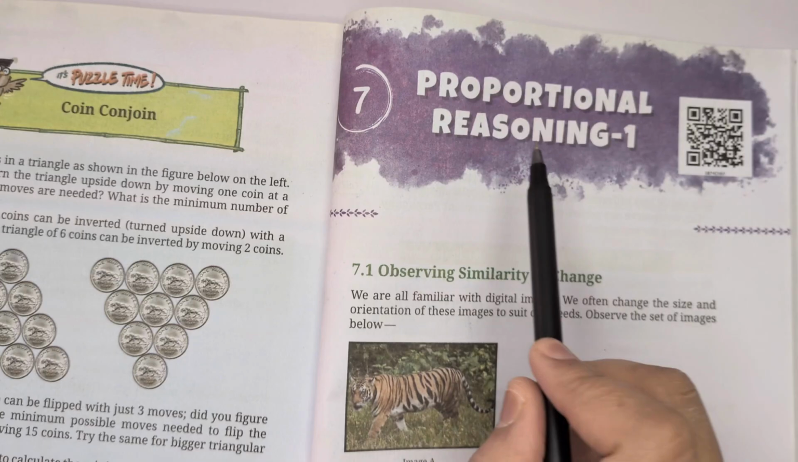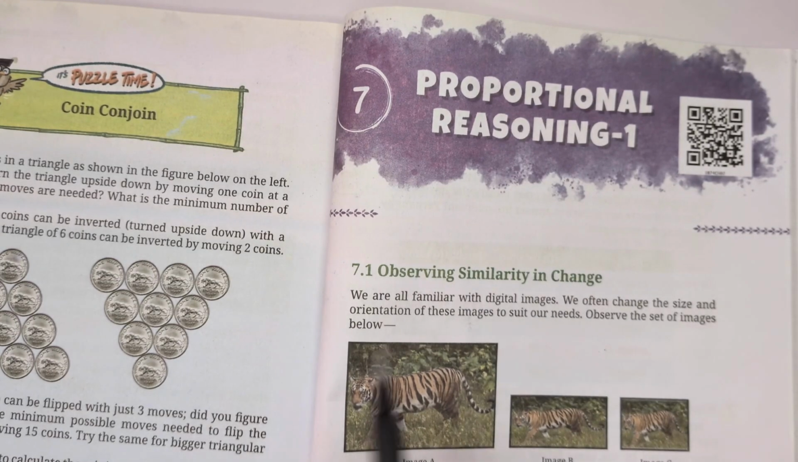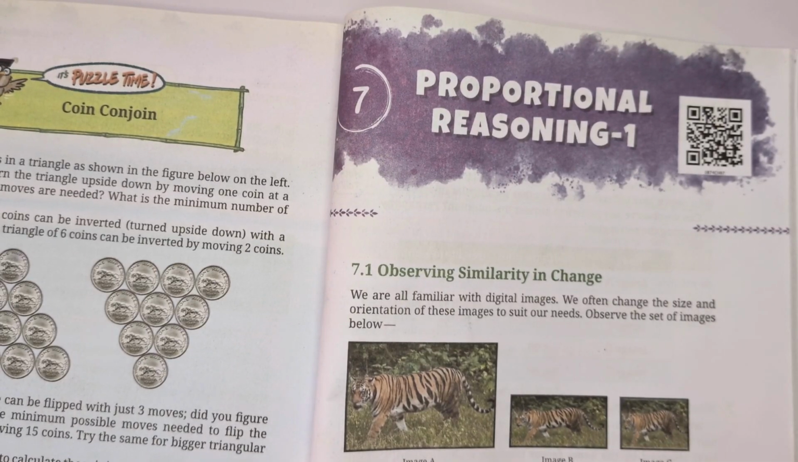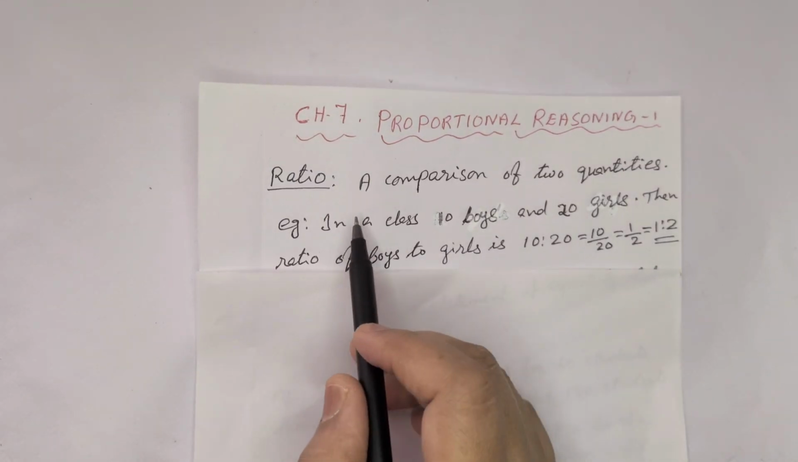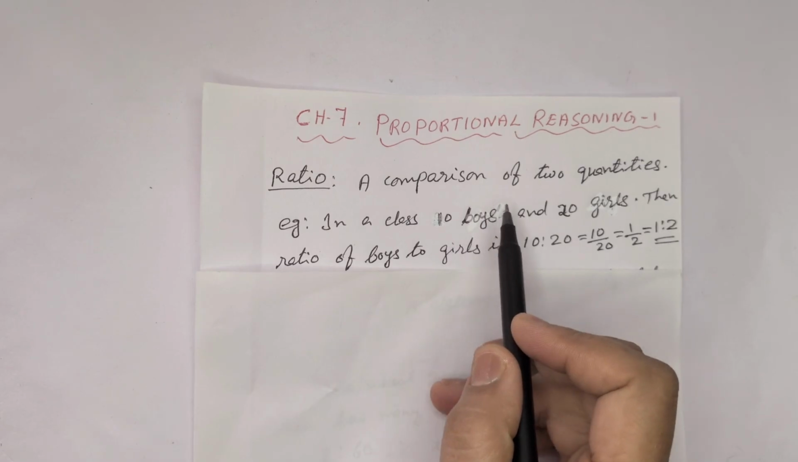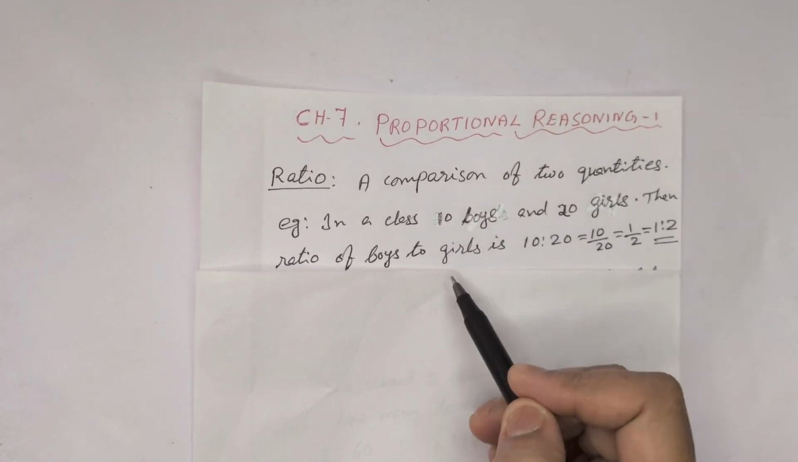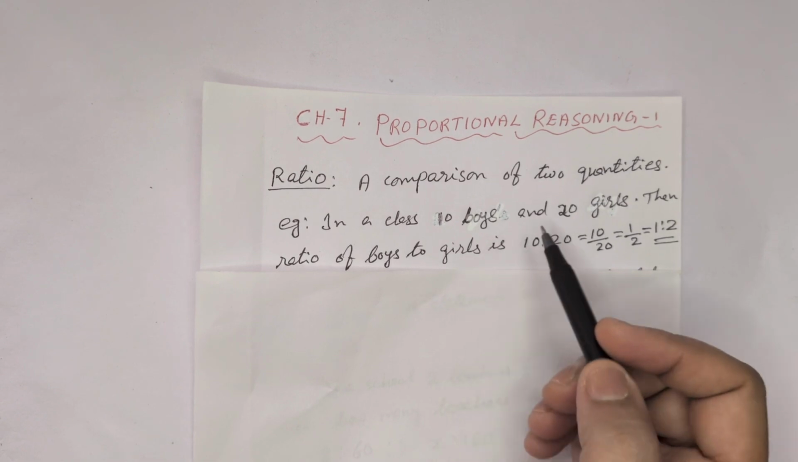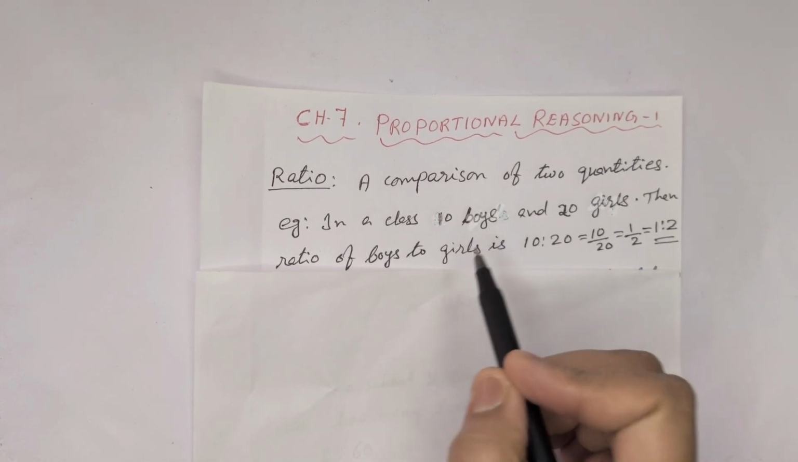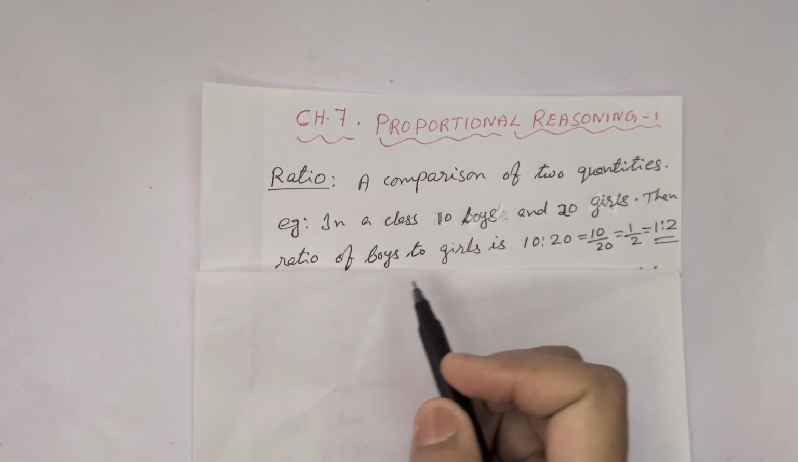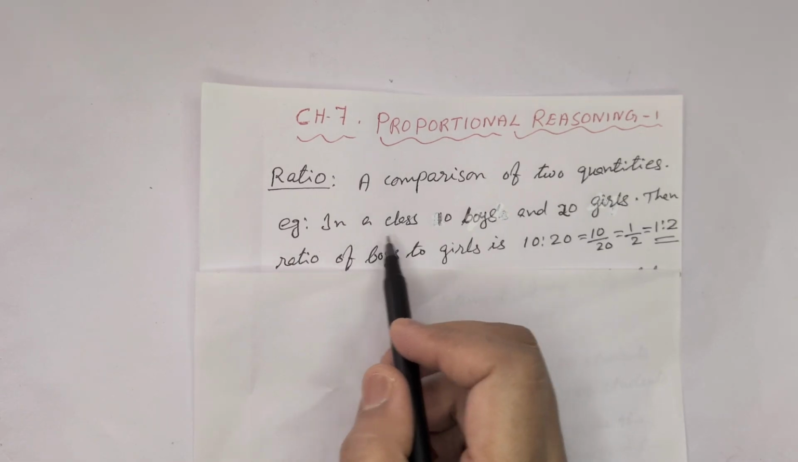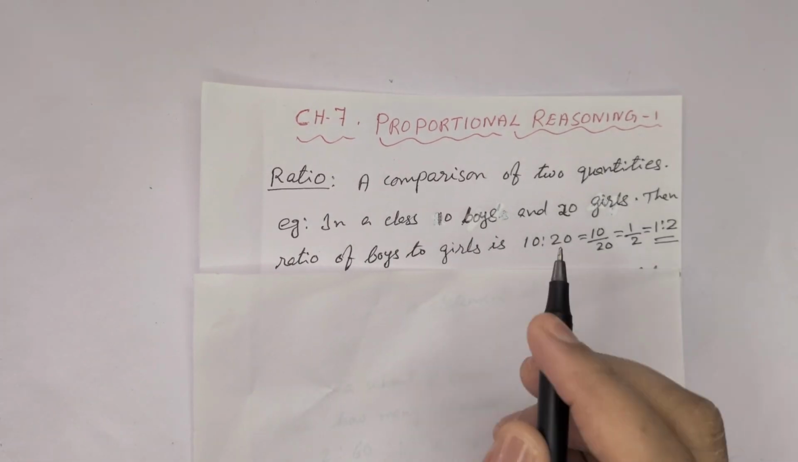Chapter 7, Proportional Reasoning. In this chapter, we are going to study more about ratios and proportions. Ratio means a comparison of two quantities. When we are taking two quantities in the same unit, that comparison we can write in the form of ratio. For example, in a class, 10 boys and 20 girls.